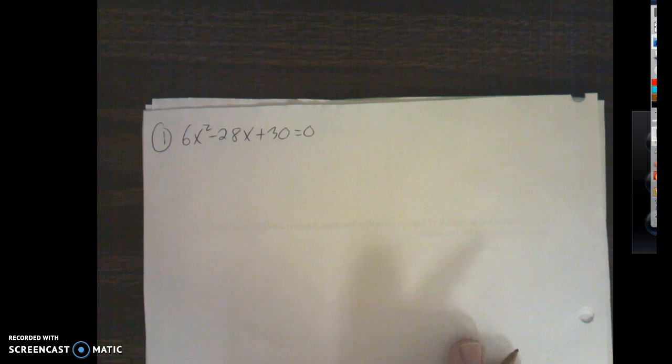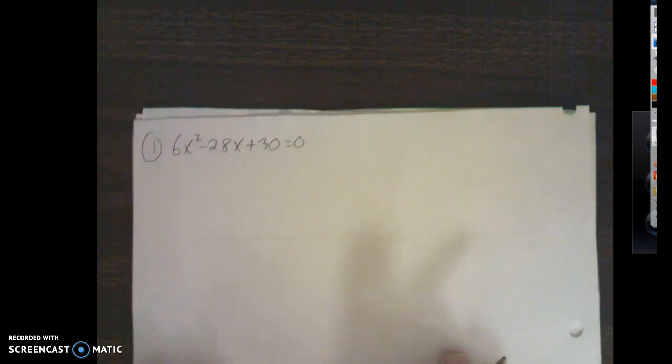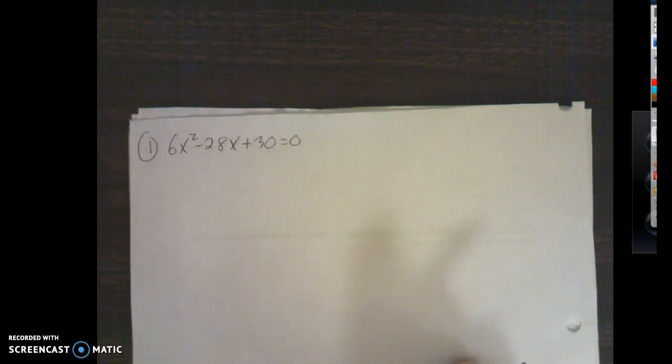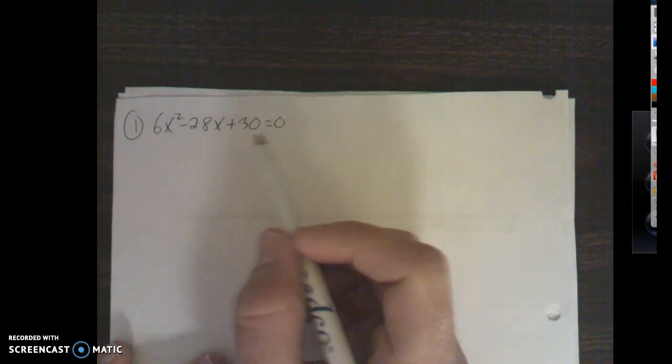I'm just going to do a quick video going through all the problems in your practice quiz for this upcoming quiz on factoring and square roots. So bear with me. We're just going to walk through these problems and feel free to pause as we go if you need any questions. First problem here, 6x squared minus 28x plus 30 equals 0.